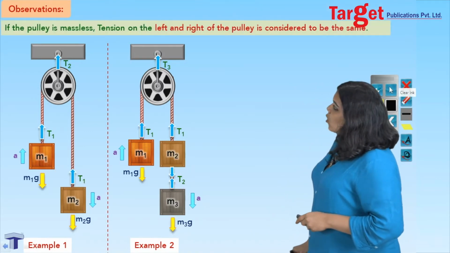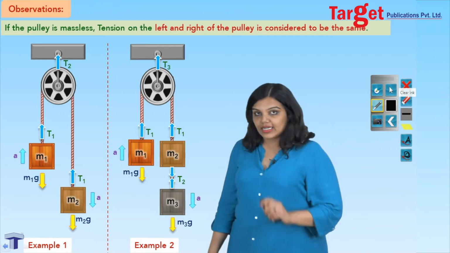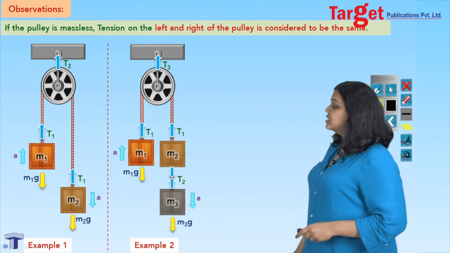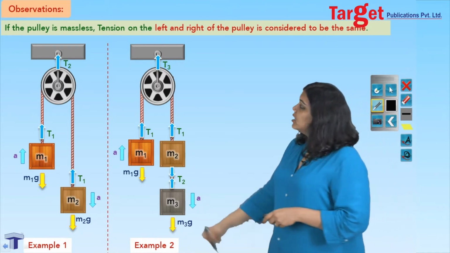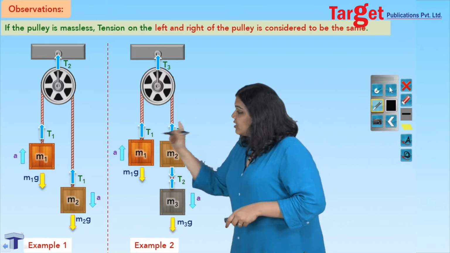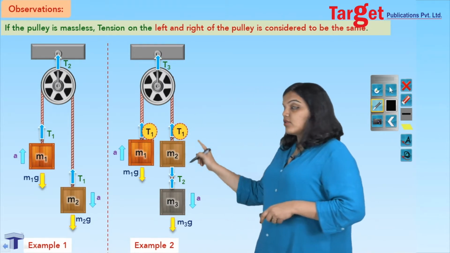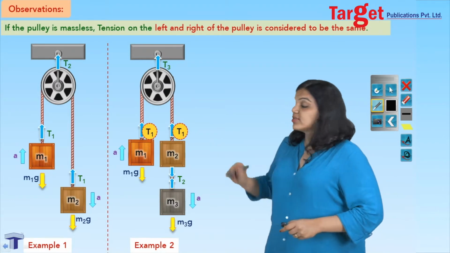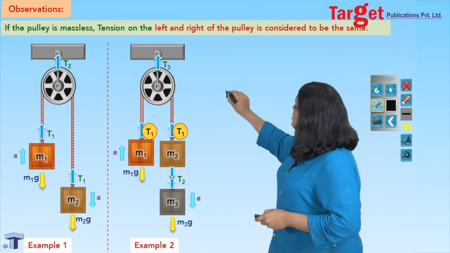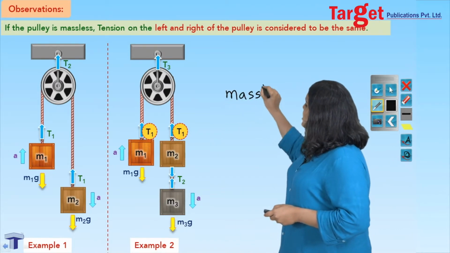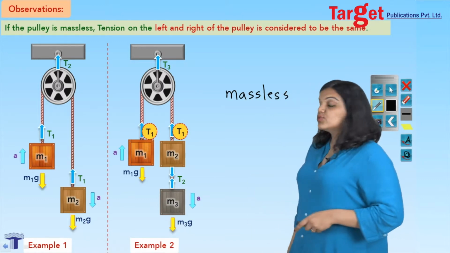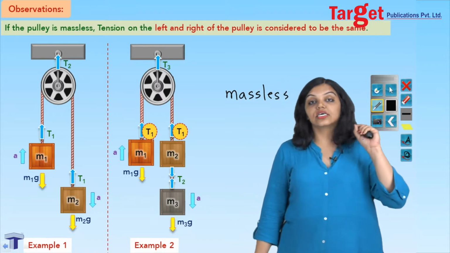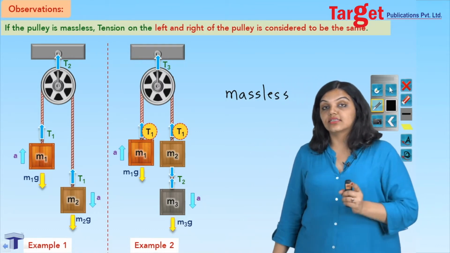The last thing to note is that if your pulley is massless, then tension on the left and right of the pulley is considered to be the same, and that's exactly what we did. Look at this pulley. The tension on the left was also T1, the tension on the right was also T1, and what gave me the right to write T1 on both sides? It is the fact that I have been assuming that my pulley is massless. Now this was a subtle assumption, but it's good we brought it out right now, that the pulley is assumed to be massless unless stated otherwise.